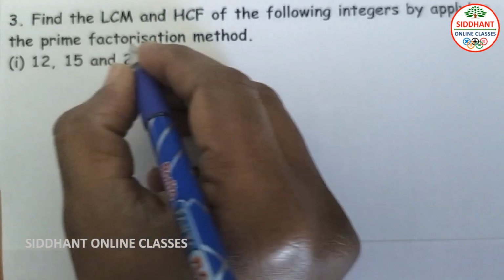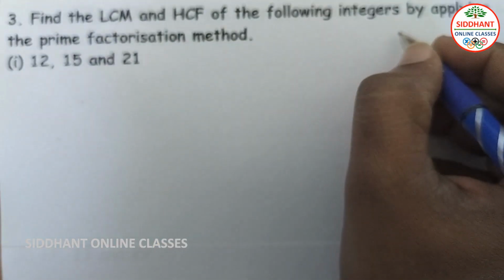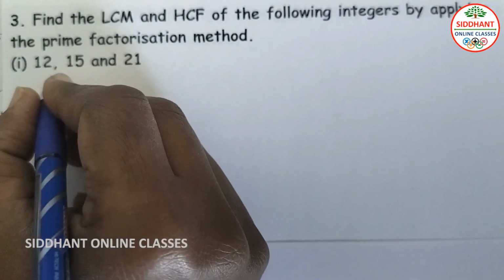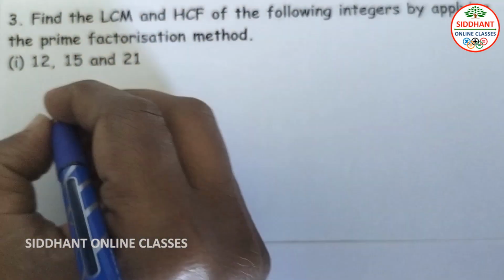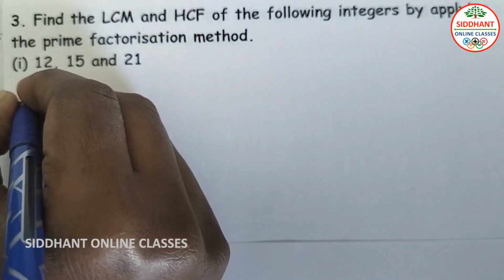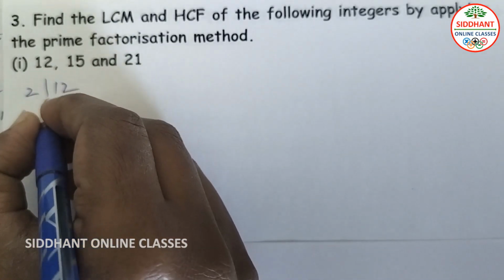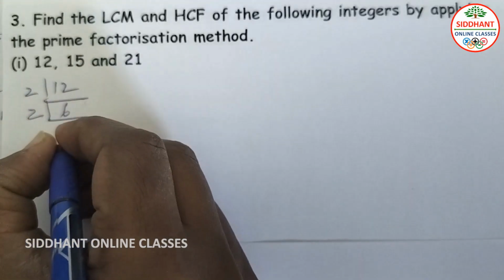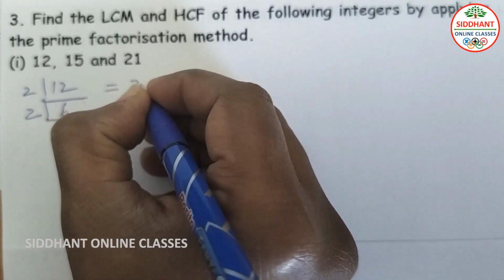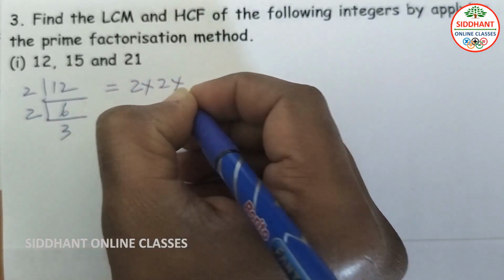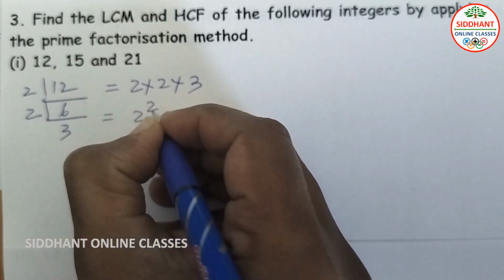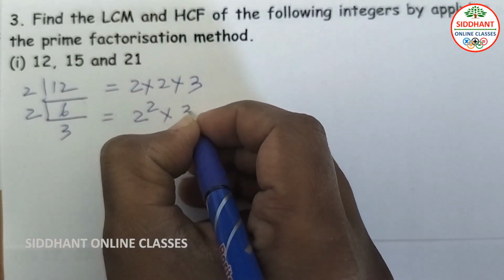Question number 3. Find the LCM and HCF of the following integers by applying the prime factorization method. First one: 12, 15, 21. Here we take the factors of 12. It divides by 2 to give 6, again 2 to give 3. So the factors are 2 into 2 into 3, which can be written as 2 to the power of 2 into 3.